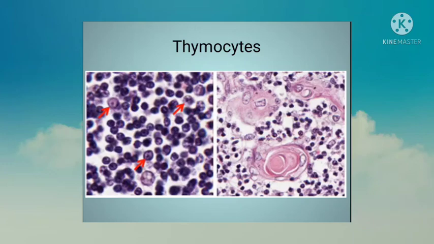Around this mass, there is a wall formed by concentrically arranged epithelial cells. These cells are stained bright pink with hematoxylin and eosin. The central mass of the corpuscles may also contain degenerating macrophages. The second picture shows the Hassall's corpuscles.